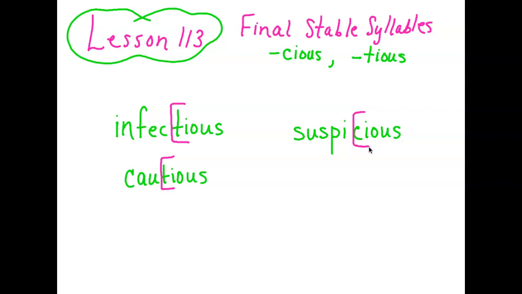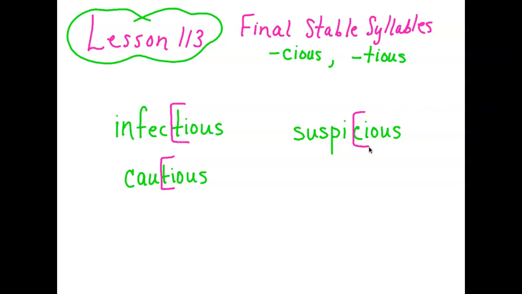The letters S-H normally make the sh sound, but in these final stable syllables, the letters C-I and T-I are making a sh sound. So just remember when you are reading that these letters can make the sh sound too, especially when they are found in the middle of longer words. So let's go ahead and try to code these words that are on the board before we work on our worksheet. Okay, so let's look at infectious.